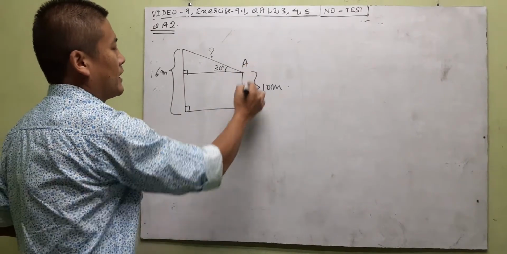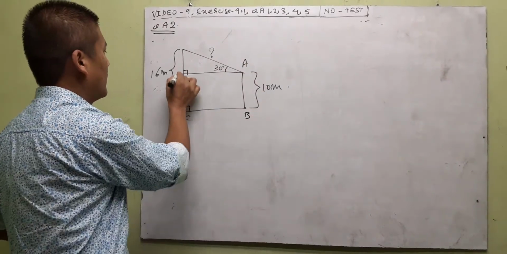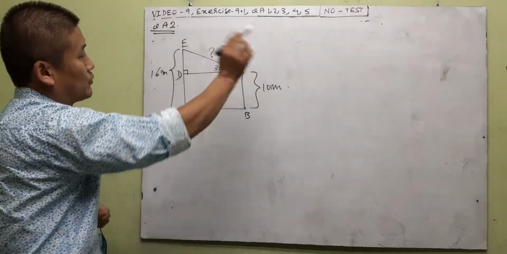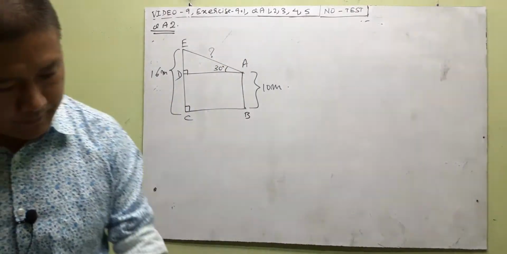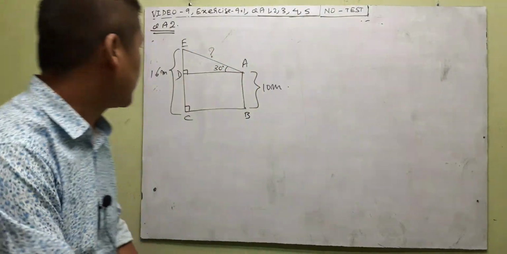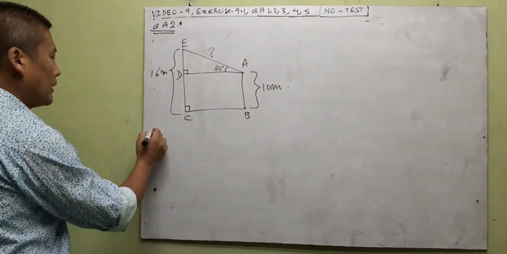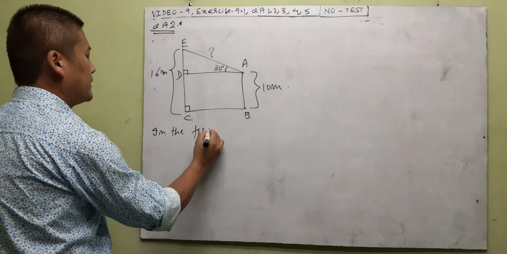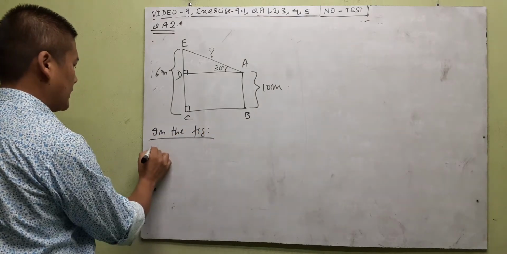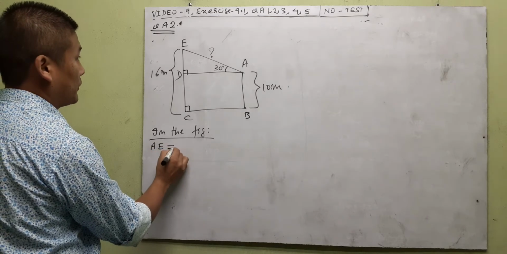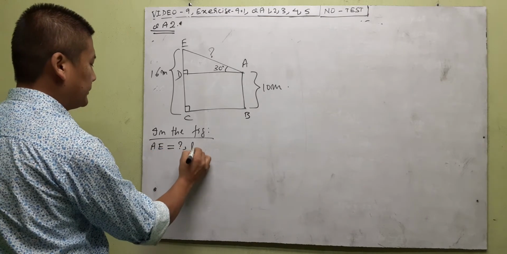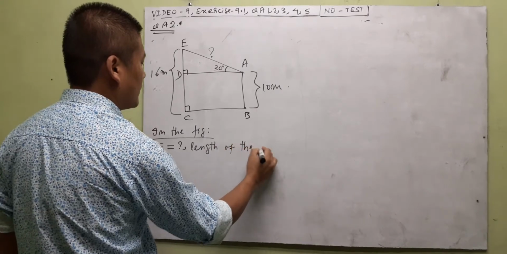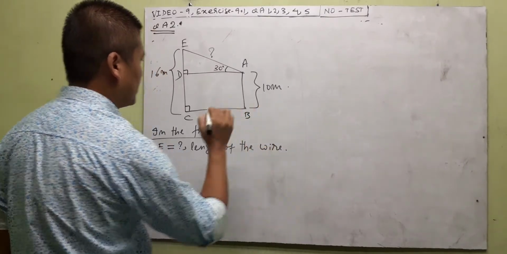So if we were to start labeling A, B, C, D, and E, let us say, then you have to find this one, SAE, length of the wire. Okay, so here let us write down in the figure. Maybe first the one the question is asking us, AE or EA, whatever, question mark, the length of the wire that we need to find out.